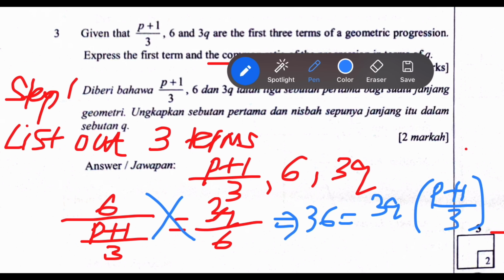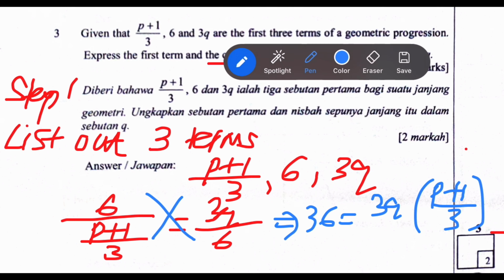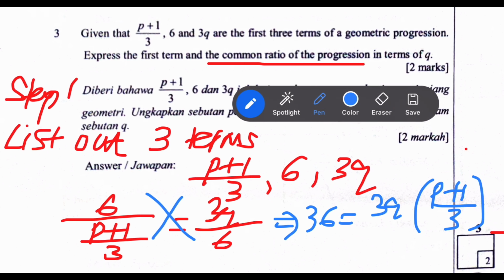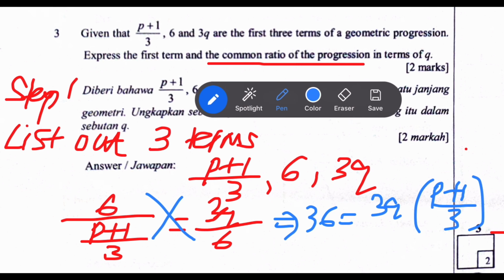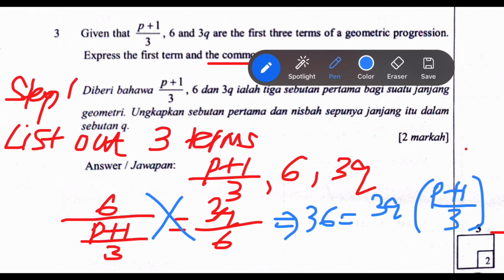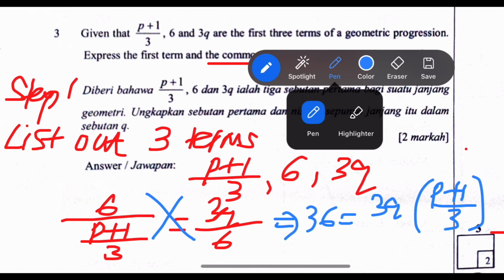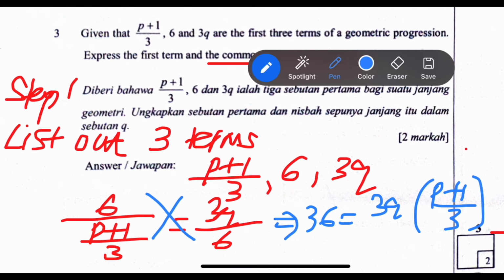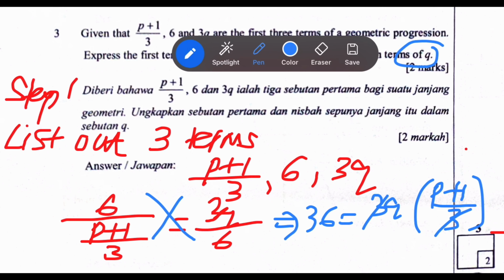So you have 6 times 6 is 36, and then you have 3Q times the P plus 1 over 3. So you can simplify, alright? You can simplify and then express your P in terms of Q. And then after you have P in terms of Q, you can substitute into the first term, okay?